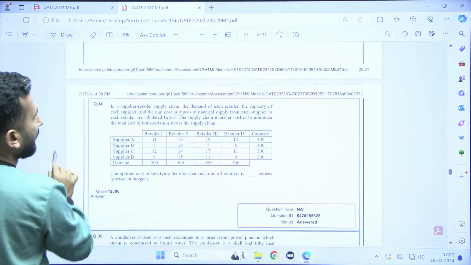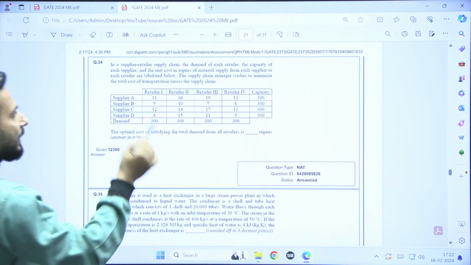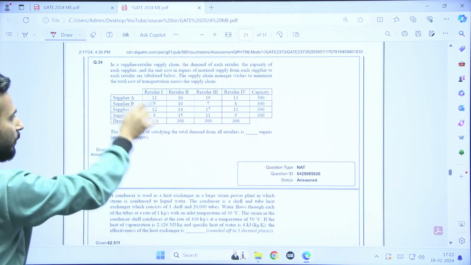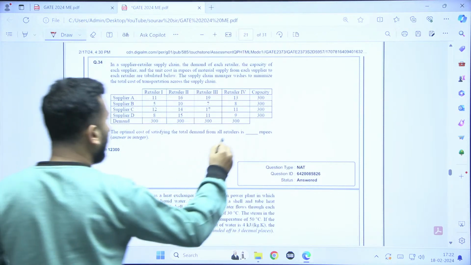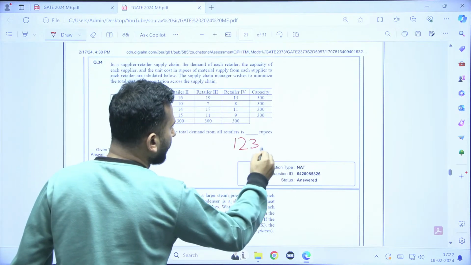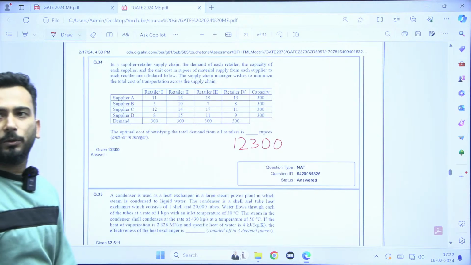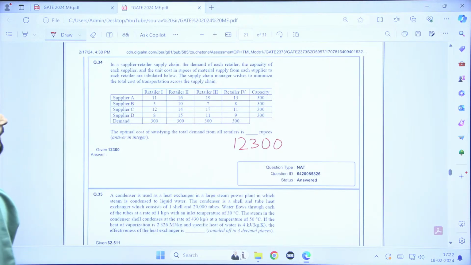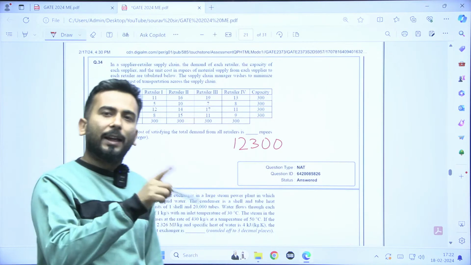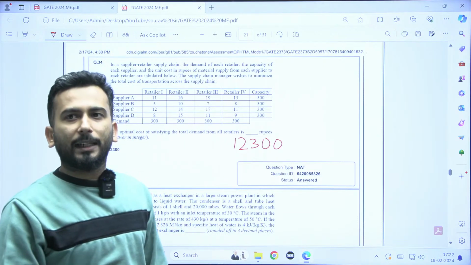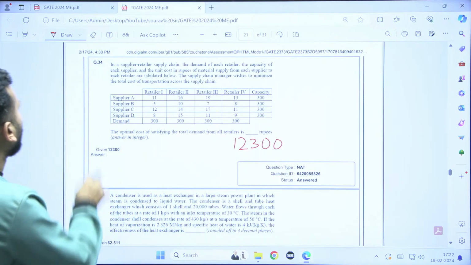Next is the industrial question, that is the assignment plus transportation concept. So we have to do this by assignment and the answer for this will be 12300. 12300 is the answer. From assignment we have to solve, we have to apply the Hungarian algorithm over here, and finally we have to multiply with 300 to get the answer. Okay.